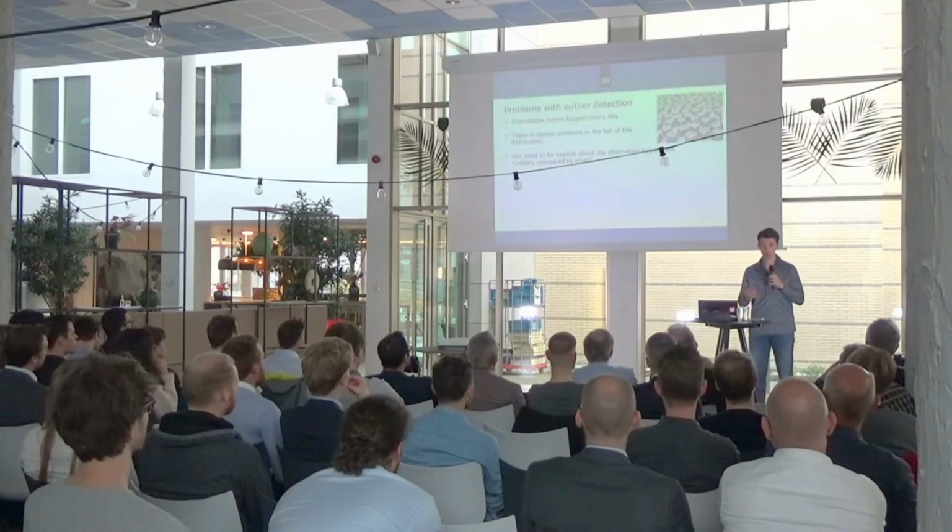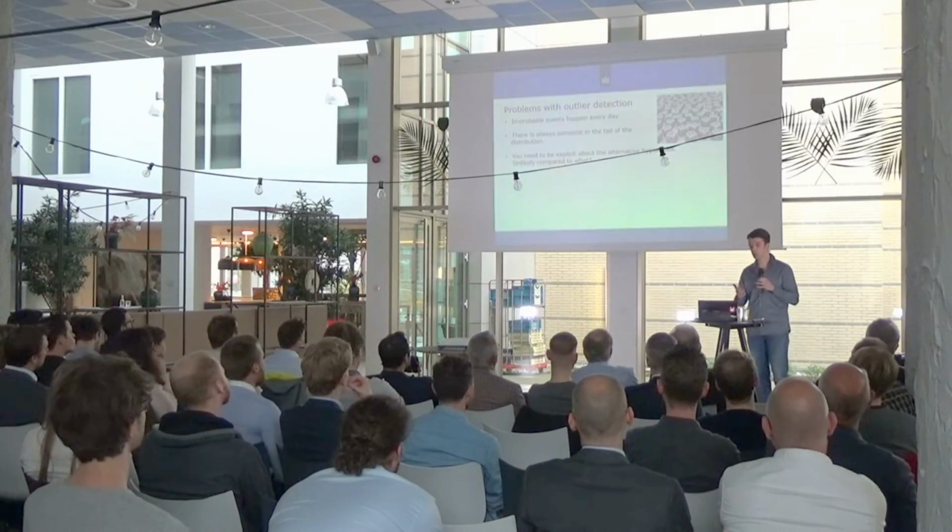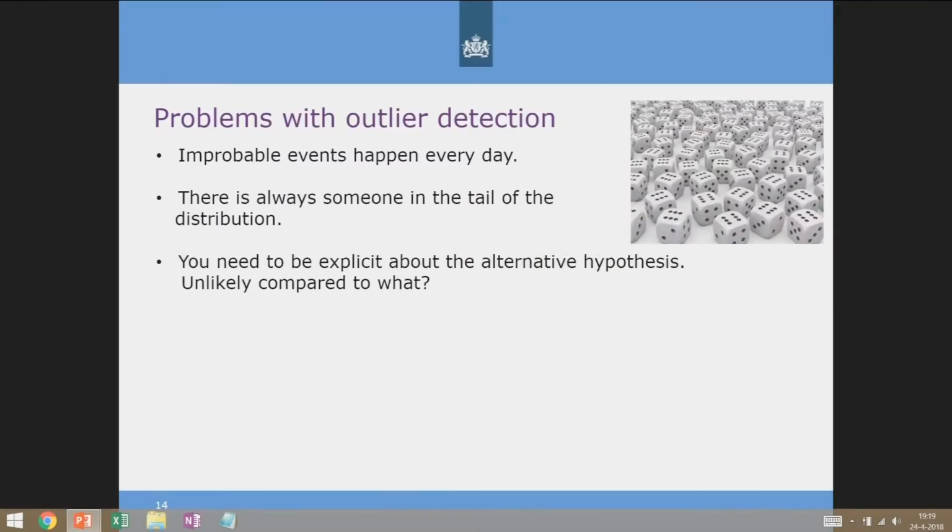There are some problems with outlier detection. One problem is that improbable events happen every day. The probability that someone with exactly your DNA is born is almost zero, yet we are all here. So the fact that improbable things happen doesn't really mean very much. Also, there's always someone in the tail of the distribution. So even if you have a land of perfectly honest people who never commit any crimes, as soon as you start making distributions, you will get outliers in the tails of those distributions. It doesn't necessarily mean anything.